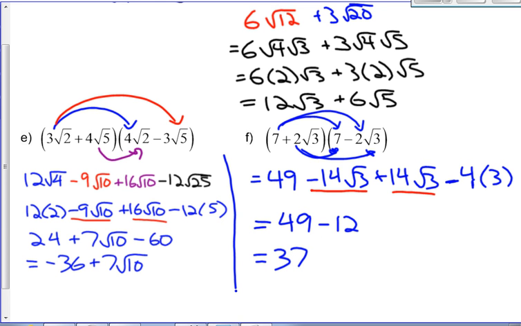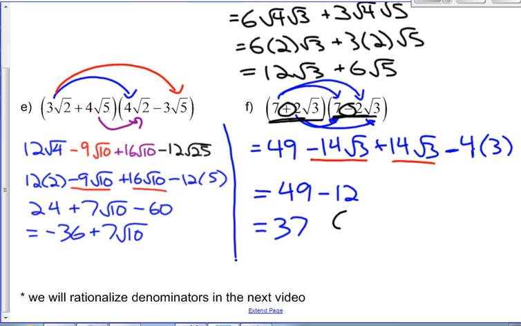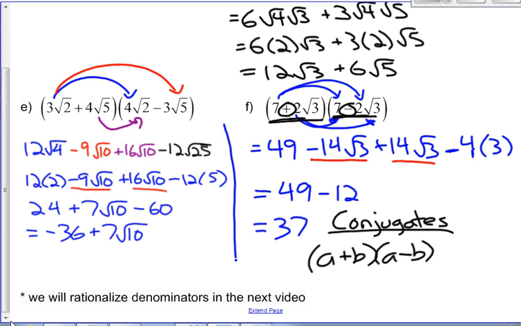Now if you take a close look at the original problem, you'll notice that these were the same thing, but one had a plus sign, one had a minus. Those are called conjugates. Same terms, but one has a plus, one has a minus. So they look like this. A plus B times A minus B. And they have a special property. They always multiply out so that their middles add to 0. So they always multiply just to a squared minus b squared. And we're going to make use of that property in the next video, but we should be aware of it. So on this one here, we might have been able to just use a shortcut and say, oh, I know that's going to be 49 minus 12. It'll be 37.